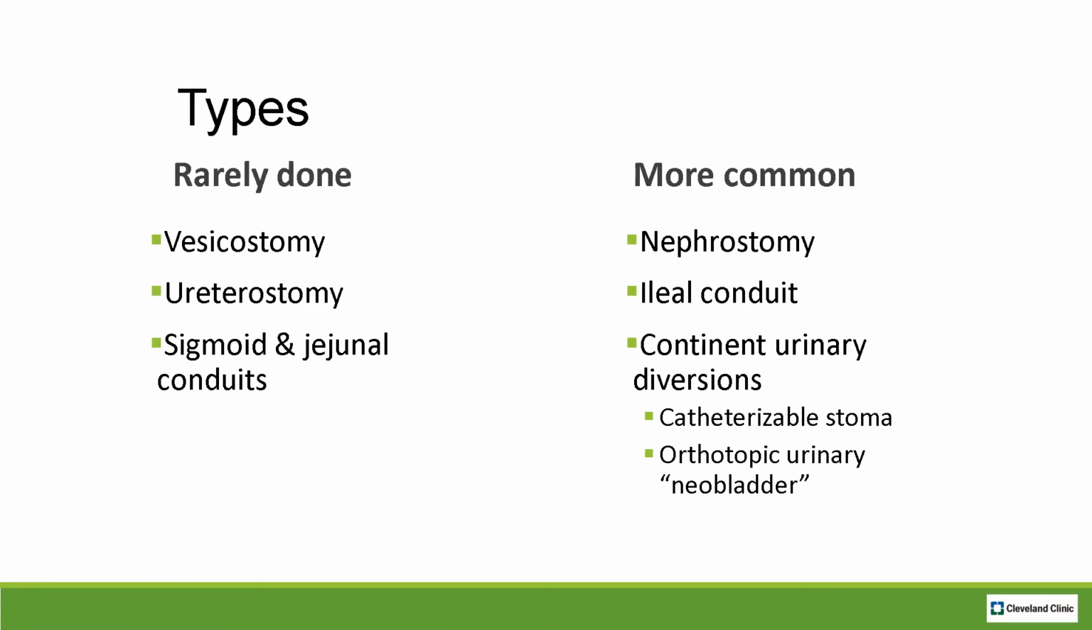Urinary diversions that are rarely done include vesicostomy, ureterostomy, and sigmoid and jejunal conduits. The more common diversions include nephrostomies, which are seen on the abdomen with a tube and drain, ileal conduits, continent urinary diversions, which are the historical Kock pouch, and the more current Indiana pouch, and the orthotopic neobladder, which is also called an orthotopic bladder substitute or orthotopic urinary diversion.